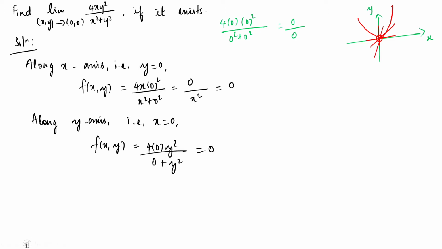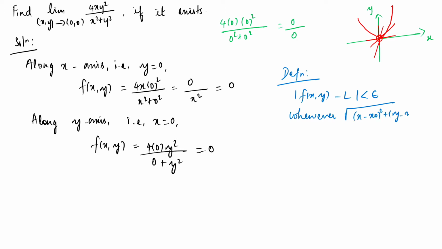So now let us recall the definition of limit. What was it? The absolute value of f of x, y minus L has to be less than epsilon whenever the square root of (x minus x naught) squared plus (y minus y naught) squared is less than delta, 0 excluded.